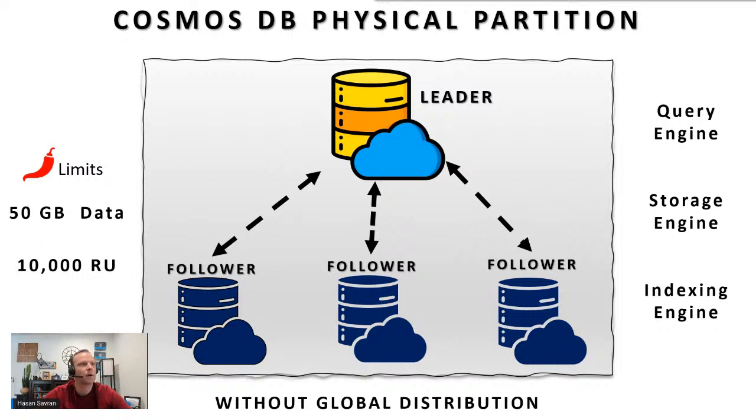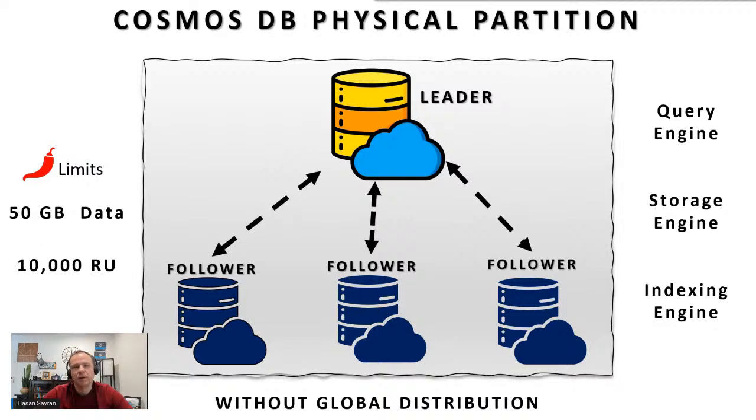So you have one leader and 3 followers. Also, this is the place where Cosmos DB actually stays. That's where the query engine, storage engine, indexing engine, everything in Cosmos DB is installed. There are 2 numbers here that you should know by heart, and those are the limits of each physical partition. The first one is the storage limit, and that is 50 gig.